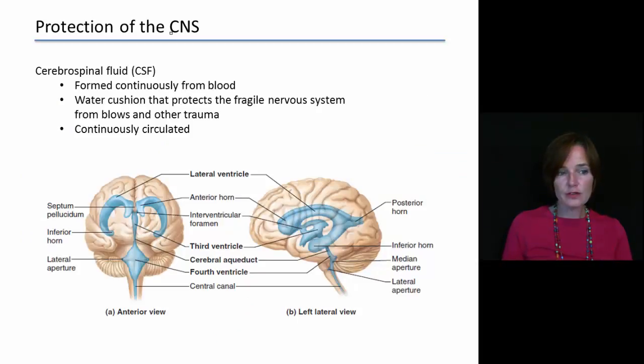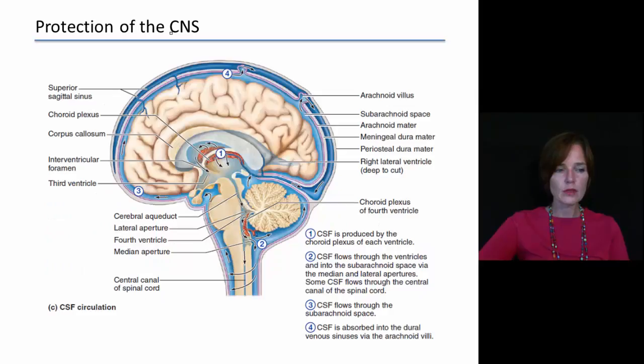The cerebrospinal fluid, which we call the CSF, is formed continuously from blood. What this does is provide a water cushion. So it helps protect the brain, that very fragile nervous system, from blows and other trauma that might happen. And this cerebrospinal fluid is continuously circulated around the brain. Here we can see in blue where that cerebrospinal fluid would be flowing. So we can see that it is flowing all around the brain.